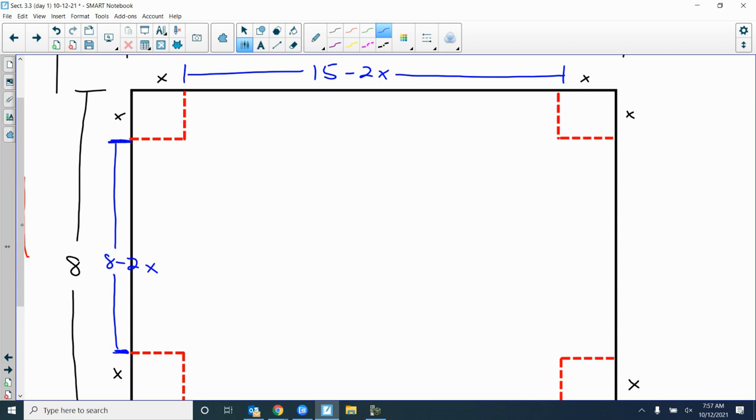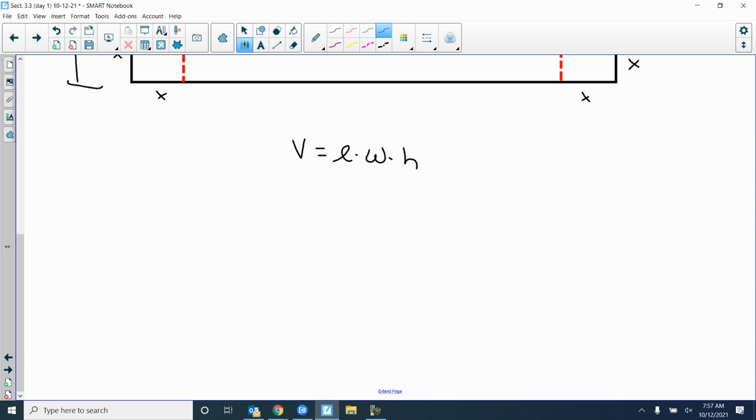So let's put this all together. Volume: we said the length is 15 minus 2x, the width is 8 minus 2x, and the height is x. All right, I want you to sketch that graph without using your calculator yet. What is the basic shape of that graph going to be? Knowing what we know, we did all this yesterday so that we can apply it to this. What degree is it? And what's its leading coefficient?